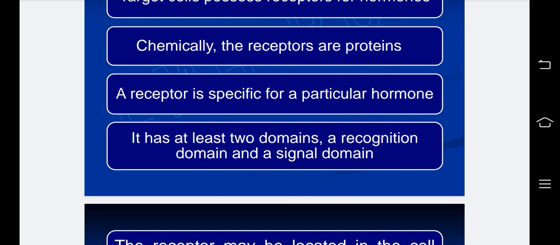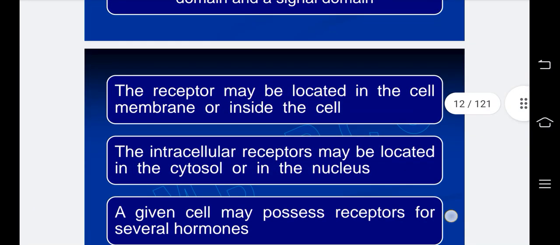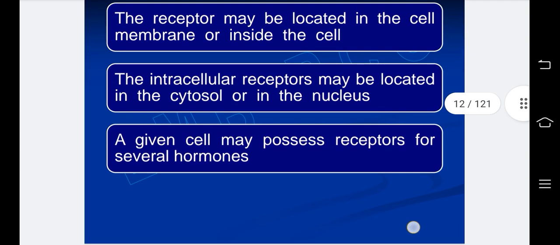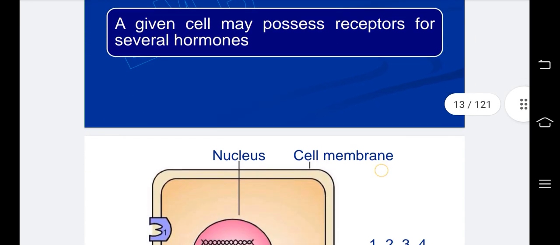Chemically, the receptors are proteins. At least two domains will be there, a recognition domain and a signal domain. The receptor may be located in the cell membrane or inside the cell. The intracellular receptor may be located in the cytosol or in the nucleus. A given cell may possess receptors for several hormones.